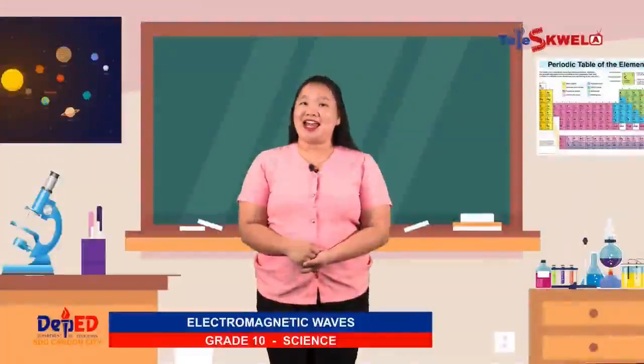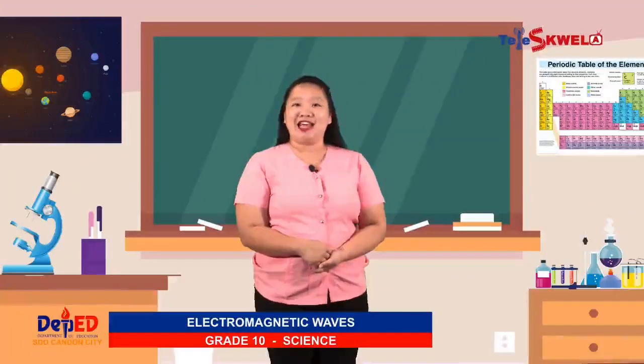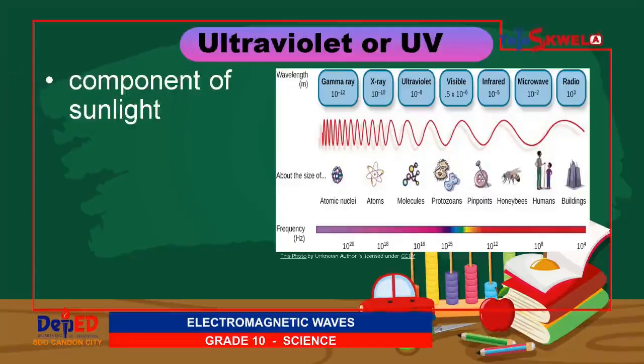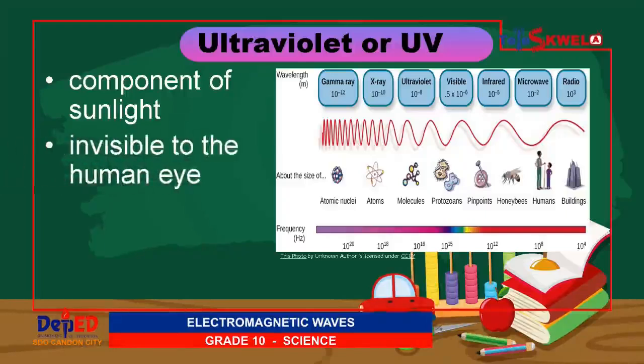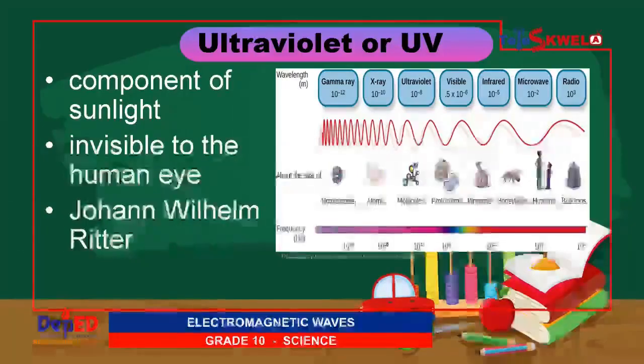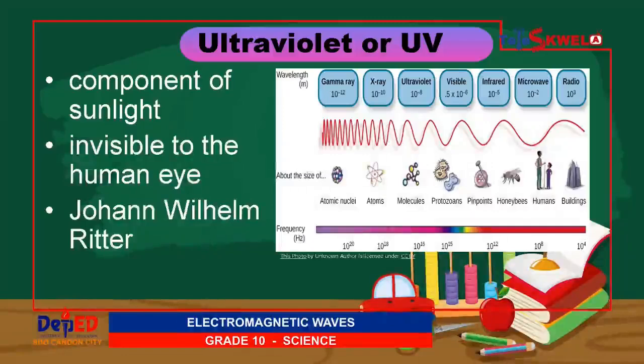Next to visible light is the ultraviolet light or UV light. It is in the range of the EM spectrum between visible and X-ray. UV light is a component of sunlight. However, it is invisible to the human eye. It was discovered in 1801 by Johann Wilhelm Ritter.